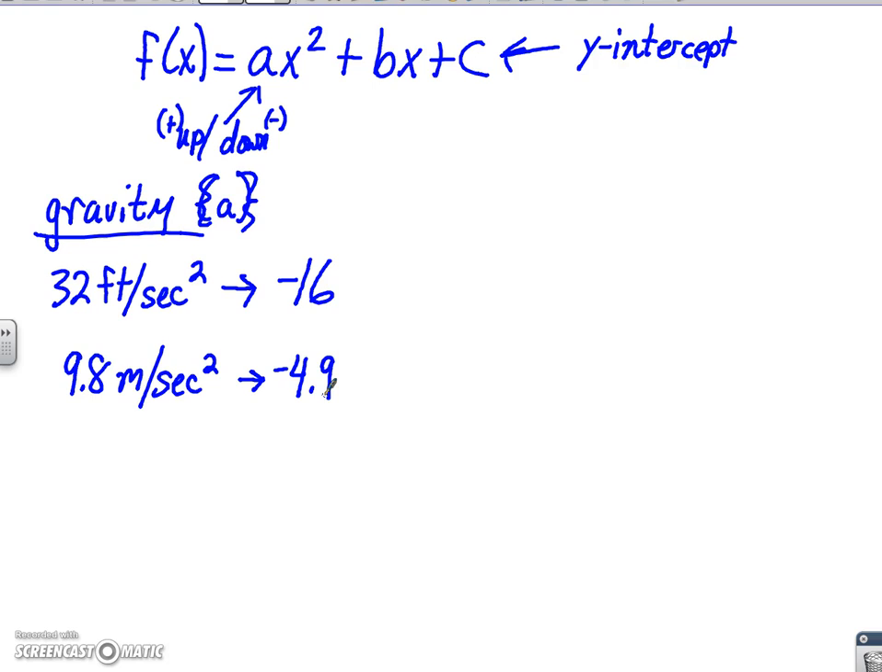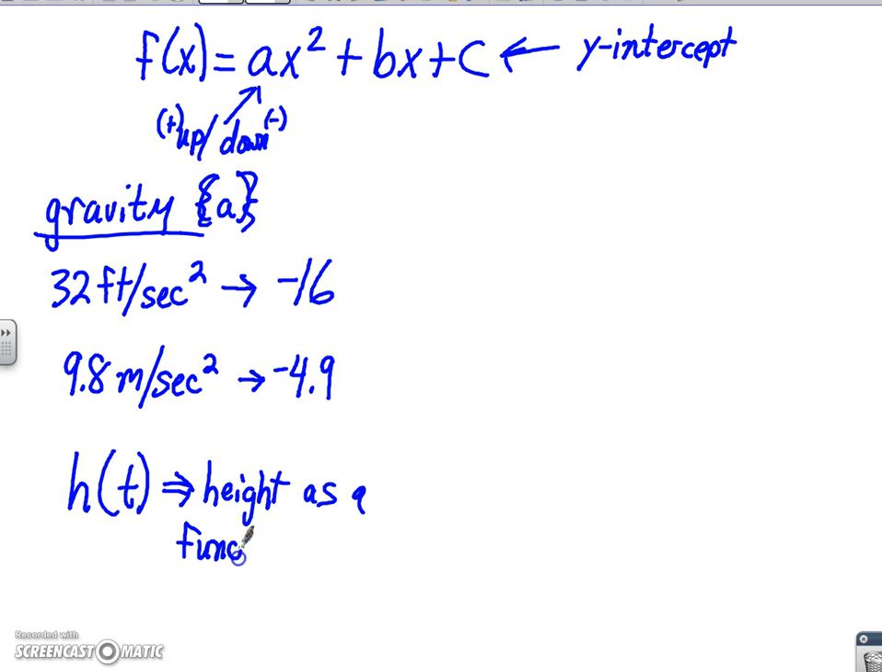Now, for our x, most of the time we're going to be dealing with functions of time. So we probably won't have an x as our variable. Our variable is probably going to be t. So it will probably be h of t. This simply means that we're dealing with height as a function of time. That means our y value is the height an object goes, and our x value is time, t. So pay attention to how our function is written, because that tells you what information we're working with.